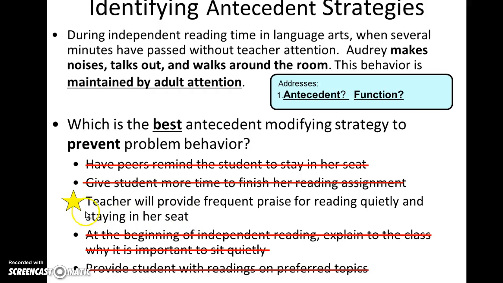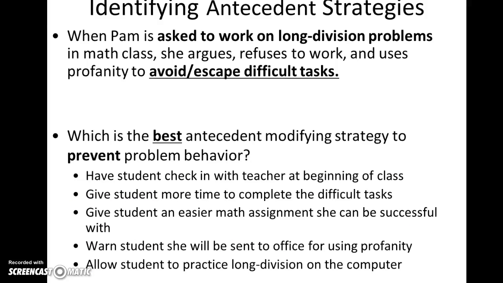So by giving her frequent praise before the problem behavior happens, she's able to avoid the behavior altogether. All right, so here's another one.